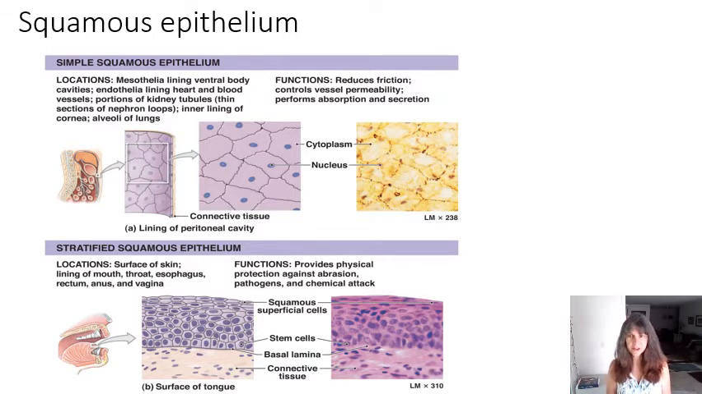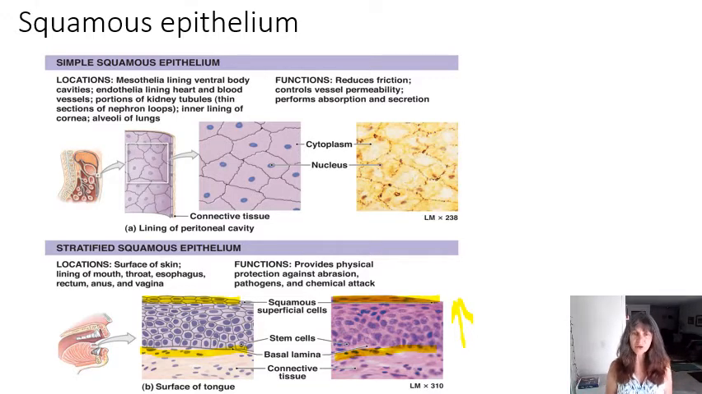Stratified squamous epithelium, I always say layers mean protection. So when we have lots of layers of cells, and again, if you look at both pictures on the left and the right, you'll notice that the cells at the very top, the apical surface, they flatten out, and that's how we know this is stratified squamous epithelium. Here's the basement membrane. So if we go from the basement membrane and look up towards the apical surface, you'll notice how those cells at the apical surface flatten out and become squamous.